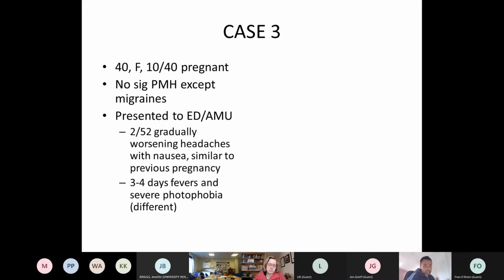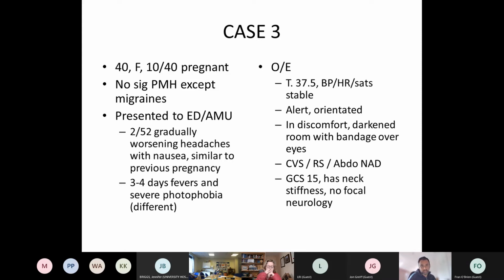So case 3. It's a 40-year-old lady who's 10 weeks pregnant. She's got no significant past medical history except migraines. She presented to A&E with a 2-week history of gradually worsening headaches with nausea. She said this was very similar to what happened in a previous pregnancy, but the only difference is in the last few days, she'd also developed fevers and severe photophobia. So that was quite different to last time and her usual migraines.